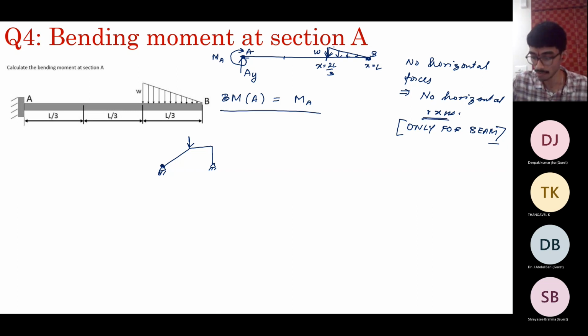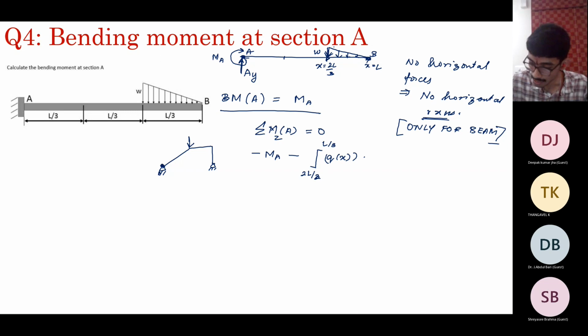So if we want to find out the bending moment at the point A. Now, what is the bending moment at the point A? You don't want to deal with this AY. So simply take moments about A equal to 0. So you get minus MA because it is clockwise, minus, you have to integrate this load. So you need to integrate Q of X from 2L/3 to L/3. And what is the lever arm? It is x dx.